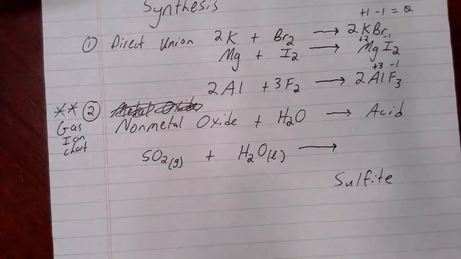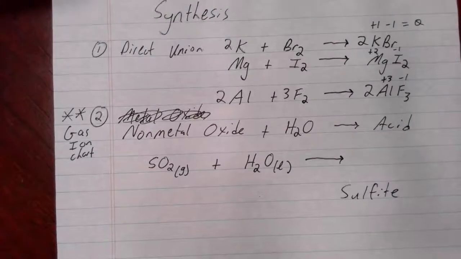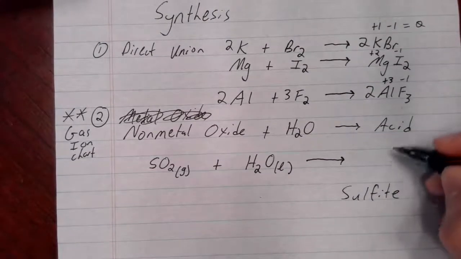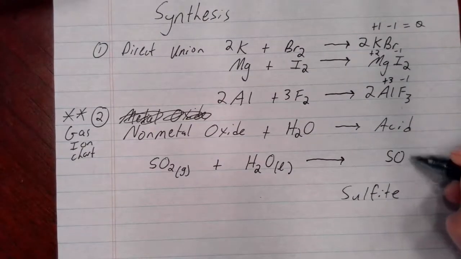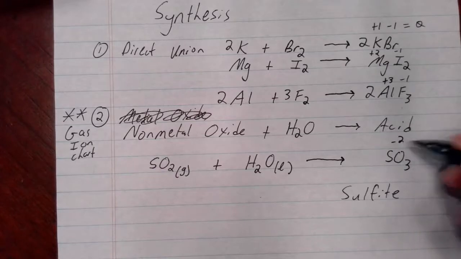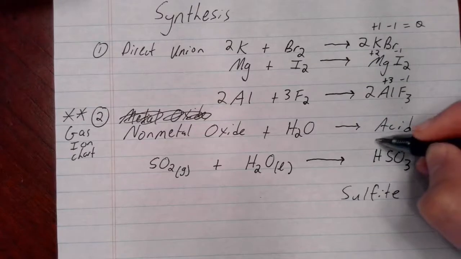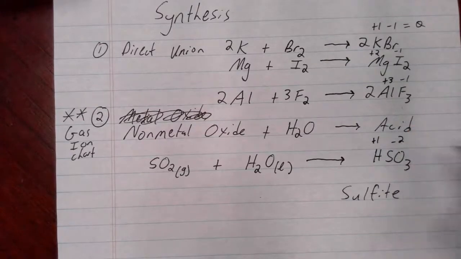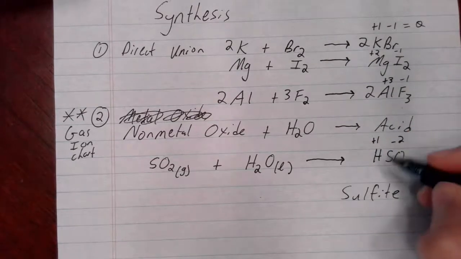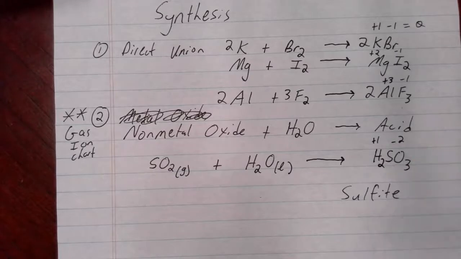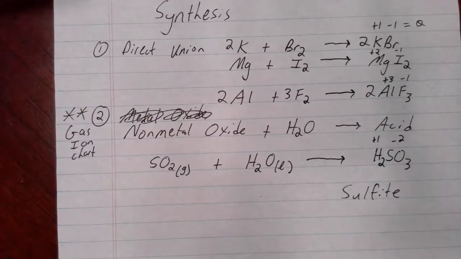Okay. So now I need to make an acid out of sulfite. So if I have SO3 with a -2 charge written above it, I know acids start with H. Hydrogen has a +1 charge. Does +1 and -2 cancel? No, it doesn't. So I cross my charges, and I have H2SO3. So hopefully you remember we can name that as sulfurous acid.